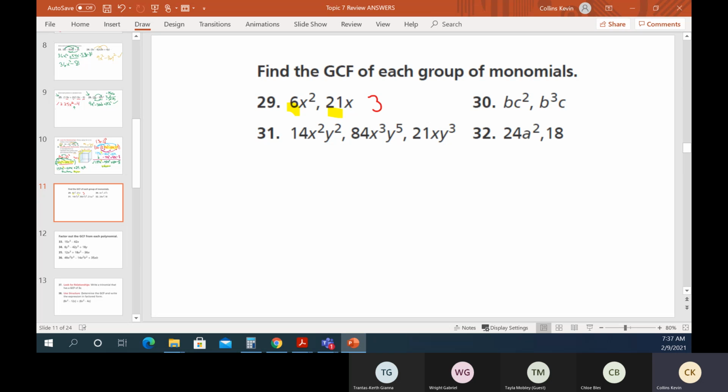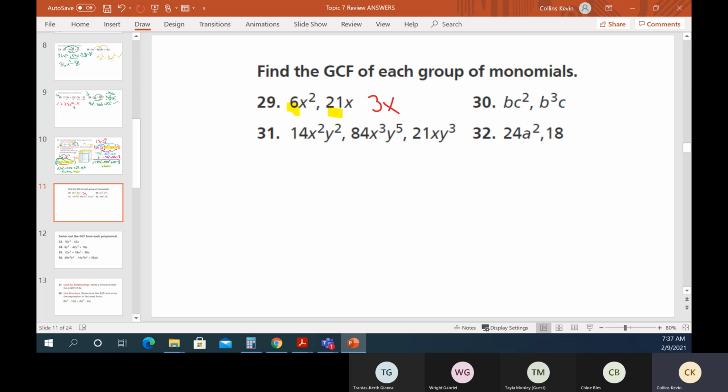Okay. Then we have an x squared and an x to the first. So we can always bring out the smallest exponent, which is the x to the first, or just x. So our greatest common factor of these two is 3x. So if you take 3x and divide it into 6x squared, it'll go in there evenly. And if you take 21x and divide it by 3x, it'll also go in evenly with no remainder. Cool?